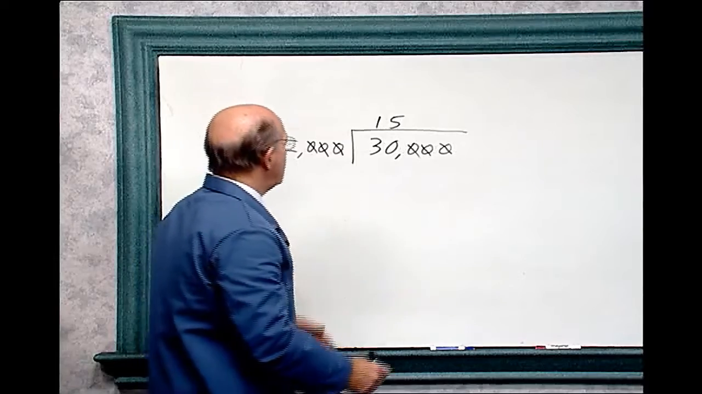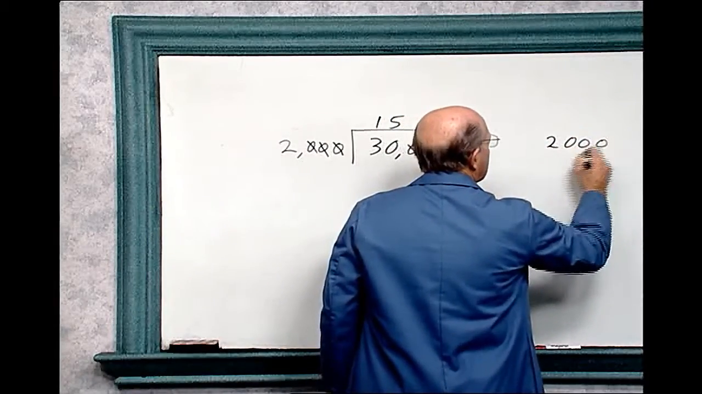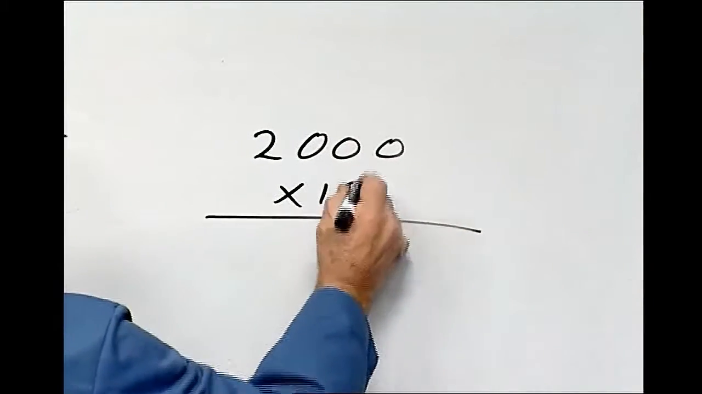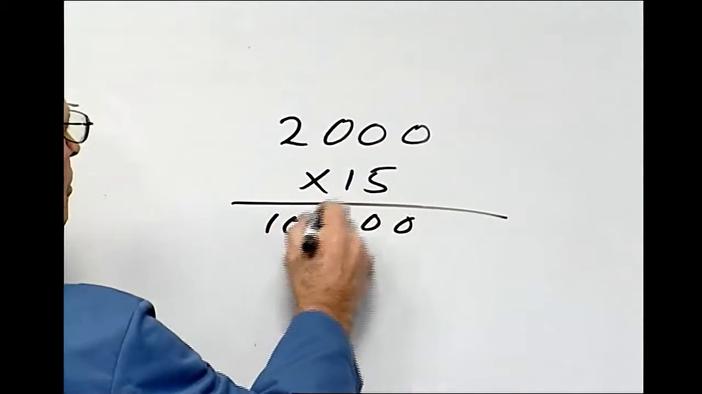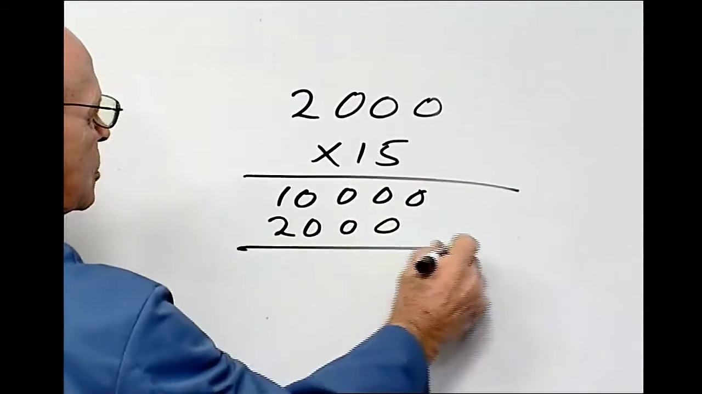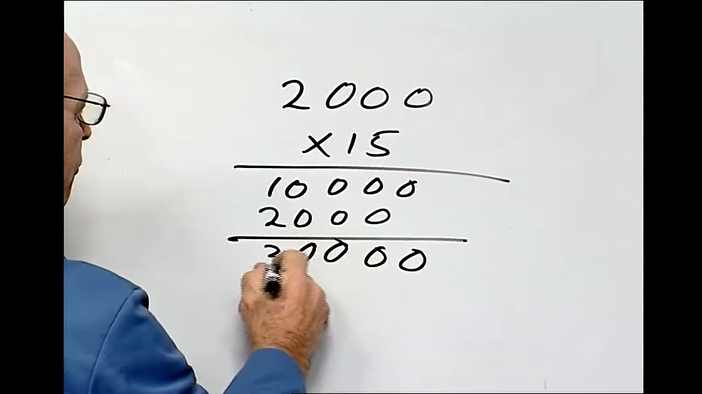Now if you want to test it, we could do 2,000 times 15. All right, 5 times 0 is 0, 0, 0, 10. And that's 2,000. Just add these up. 0, 0, 0, 0, 3.